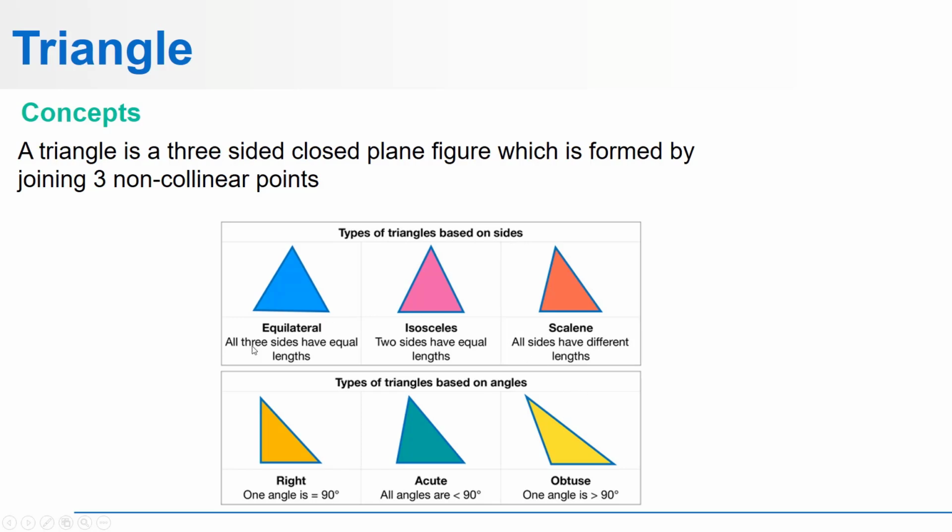Based on sides, if all the three sides are equal, we know it is equilateral triangle. If two sides are equal, we have got isosceles triangle. Or if all sides are having different length, we have scalene triangle. And based on the angles, if one angle is 90 degree, we got right angle triangle. If all the angles are less than 90 degree, it is an acute triangle. And if one angle is greater than 90 degree, it is obtuse triangle.